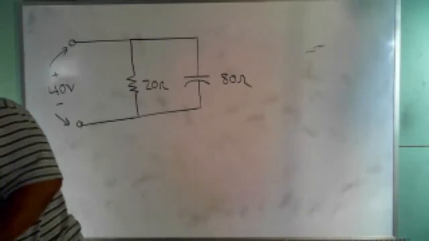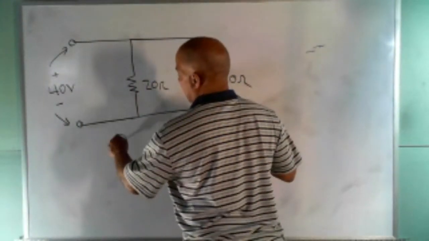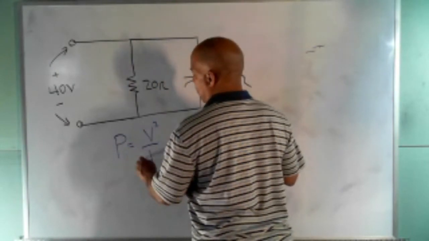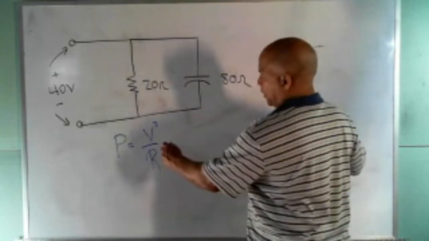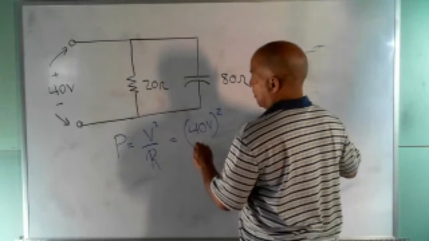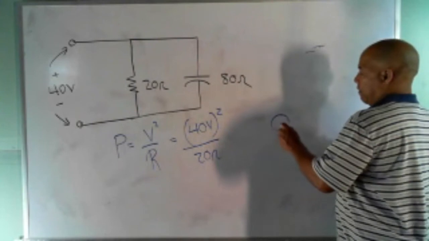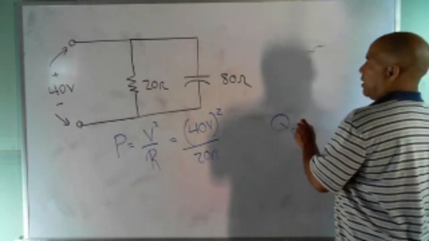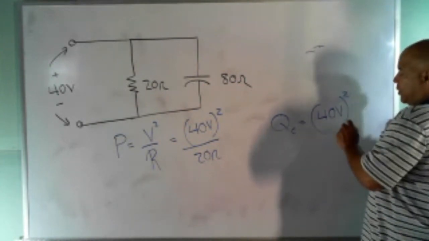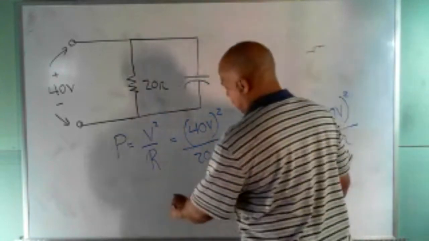So clearly we're going to use the other form of Watt's law. P equals V squared over the opposition. So for the resistor, we get 40 squared over 20. And for X or QC, we get the same 40 volts squared because they're in parallel, they got the same voltage, over 80. So let me know what you get for power.